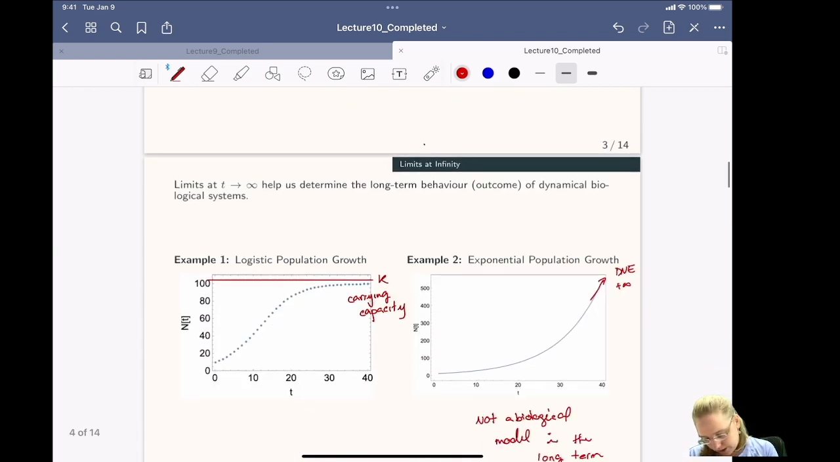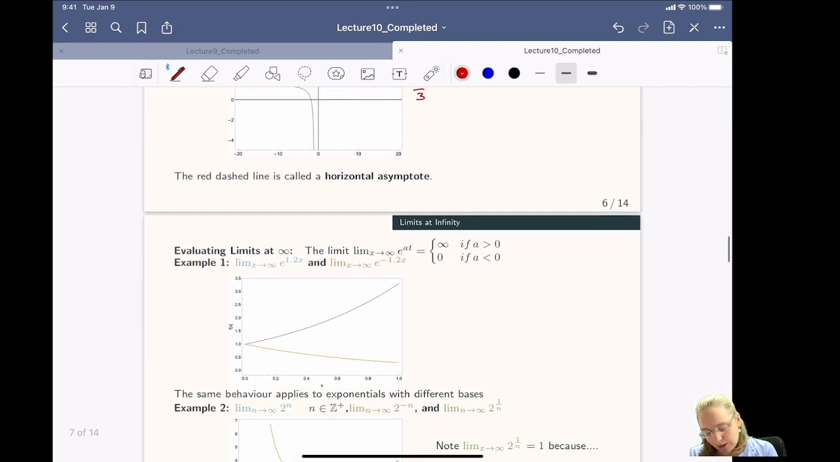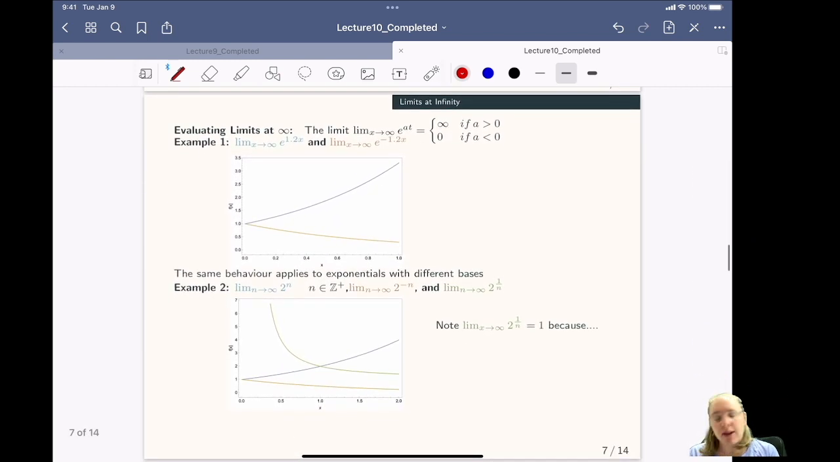All right. So now we've talked about limits of polynomials. What about limits of exponentials? Well, an exponential is really nice. If we have e to the at, then this is going to diverge to positive infinity if a is greater than 0. This is exponential growth. We keep getting bigger and bigger and bigger. If a is negative, however, this is exponential decay.